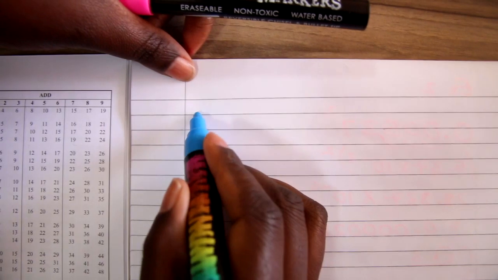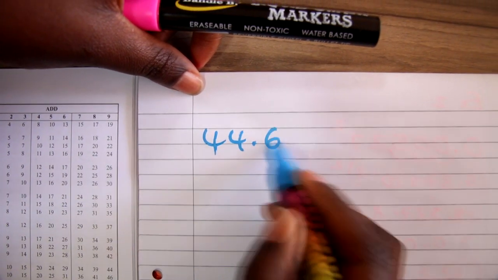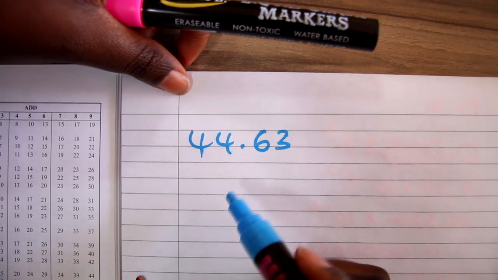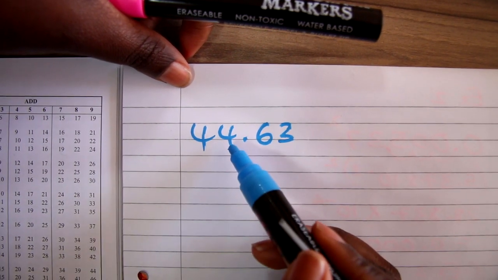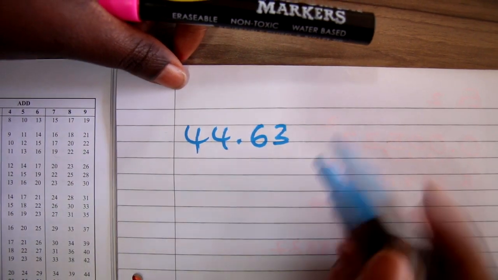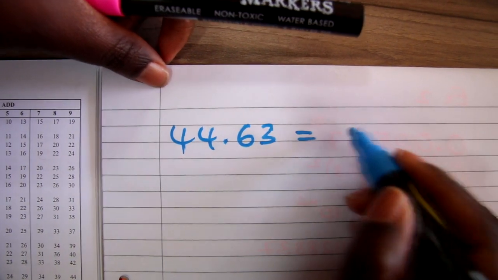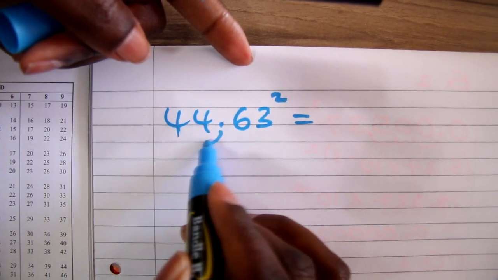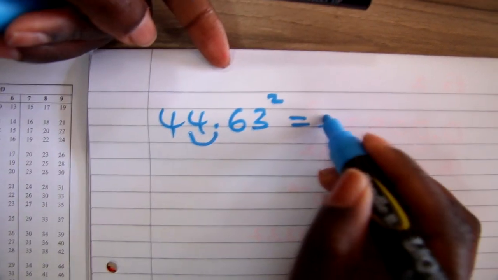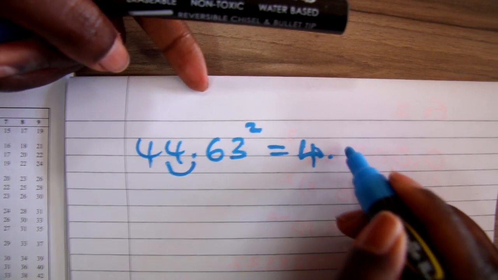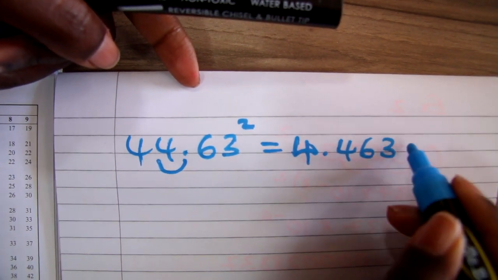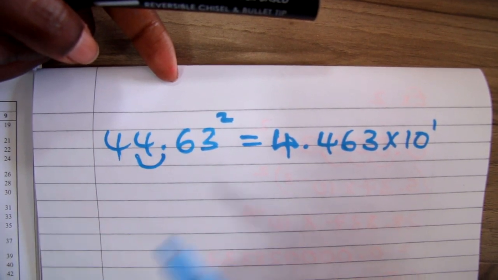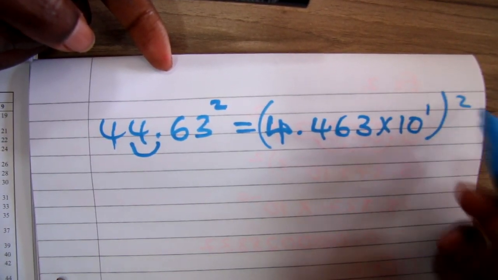So if you have a number like 44.63, you cannot read 44.6 in the square tables, but you can read 4.4. So you will have to write this number in standard form, because we are looking for the square of this. We move the decimal point backwards one step. So this is 4.463 times 10 power 1, because we have moved backwards once. So you're going to determine the square of this.